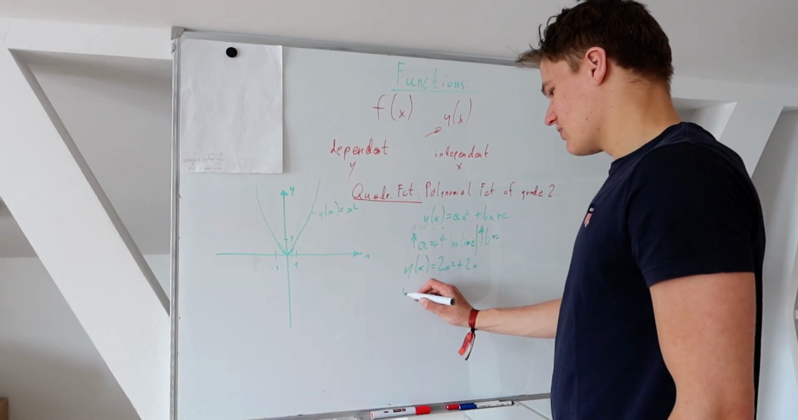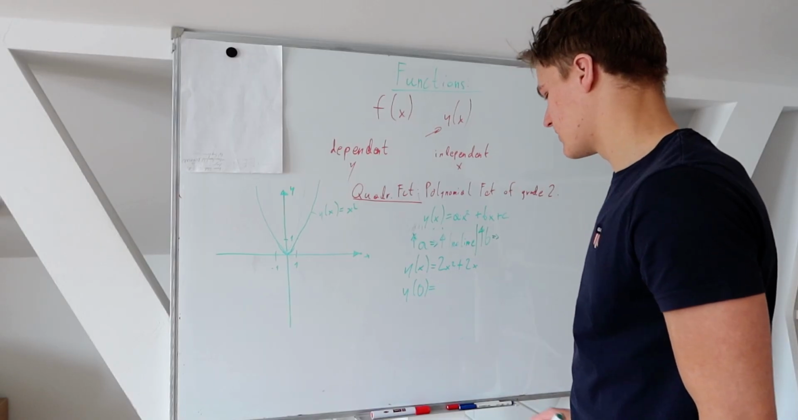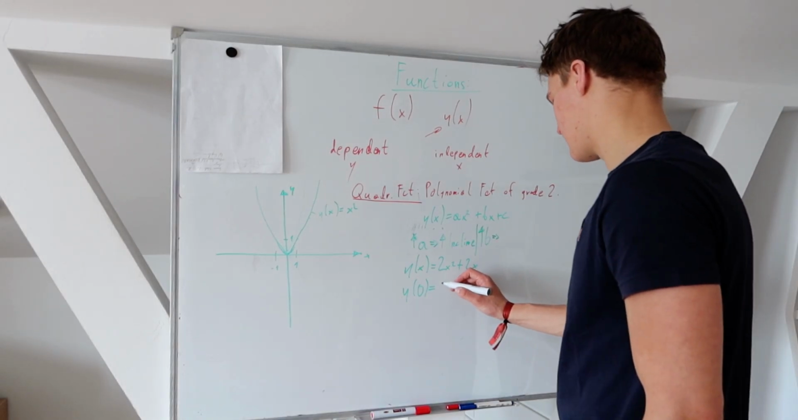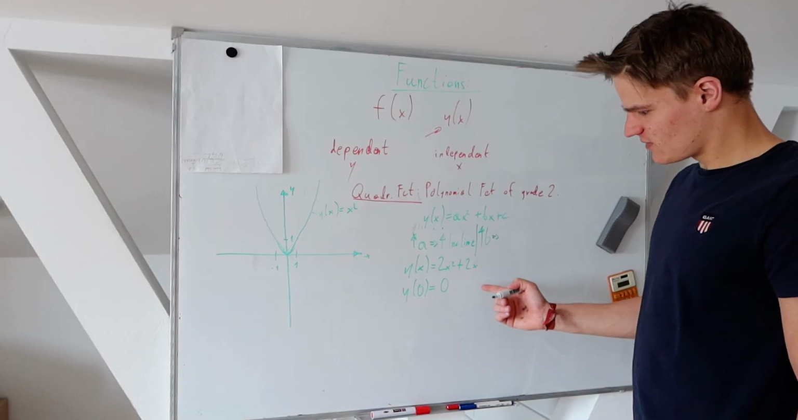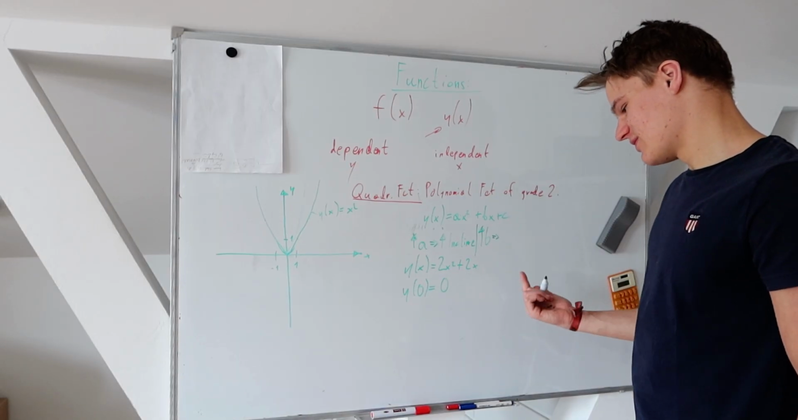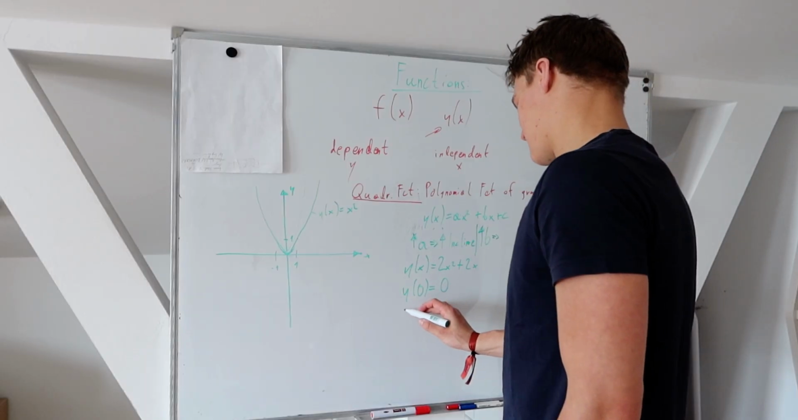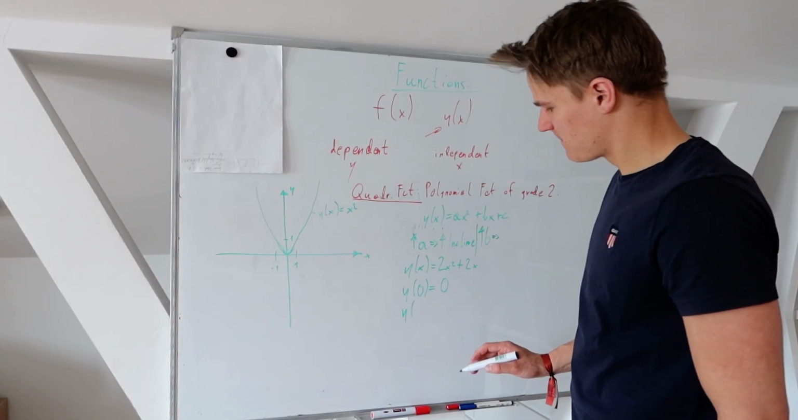So what we already know is that y of 0 is what? Y of 0 is 0, that's right. Because 0 times 2 is 0, this is 2 times 0, 0 squared is also 0, right? Good. Now we have y of 1.